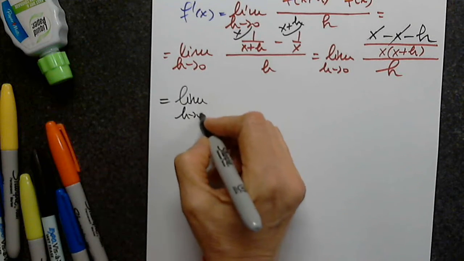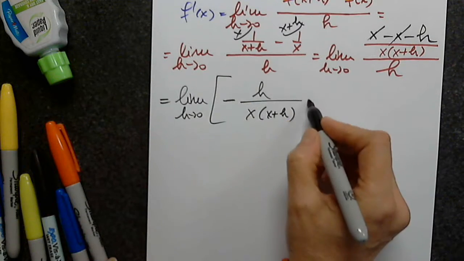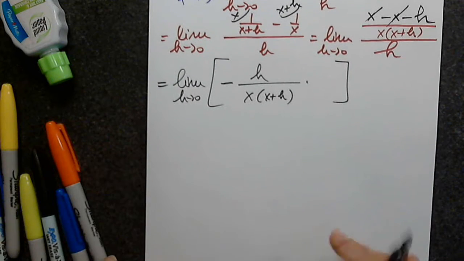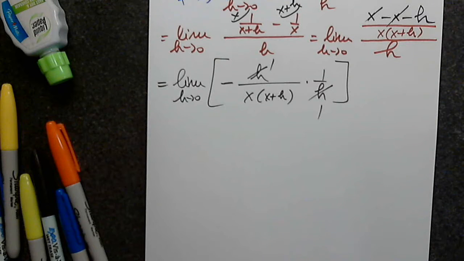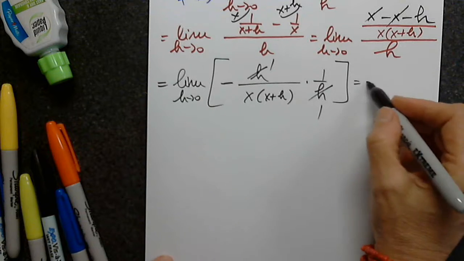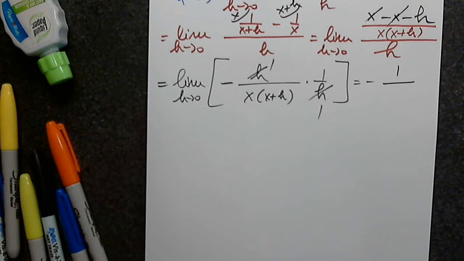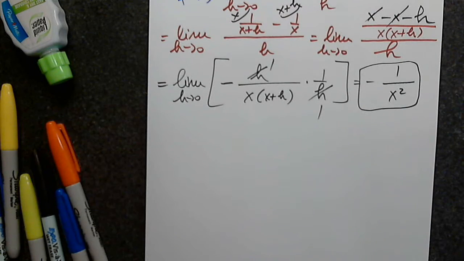So limit as h approaches 0 of negative h over x plus h multiplied by 1 over h. Very good. Now that second step is done. And now I can use the limit operator. Negative 1 over x squared. Do you all agree with that? We will commit this to memory. There are a few situations in which we have to remember this. So the derivative of 1 over x is negative 1 over x squared.